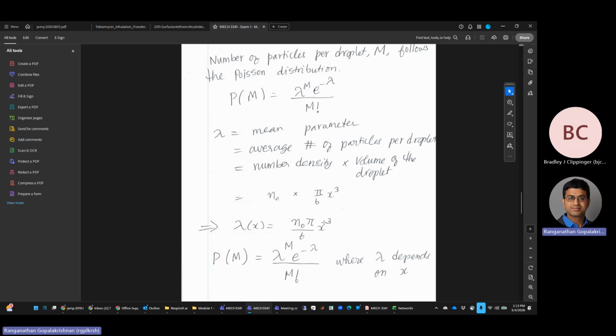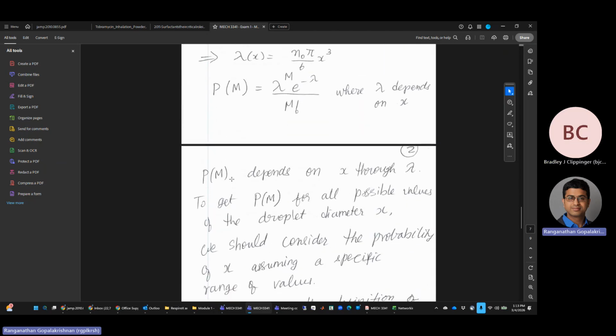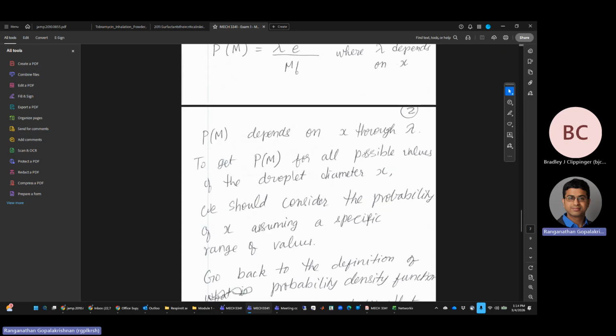So then when I write the probability for having m particles, where m could be 0, 1, 2, 3, and so on, that probability depends on lambda, where lambda itself depends on x. That's why I wrote it out in my handwritten solution. The probability of m taking a certain value depends on the diameter x through lambda. To get P of m for all possible values of the droplet diameter, we should consider the probability of x taking a certain value.